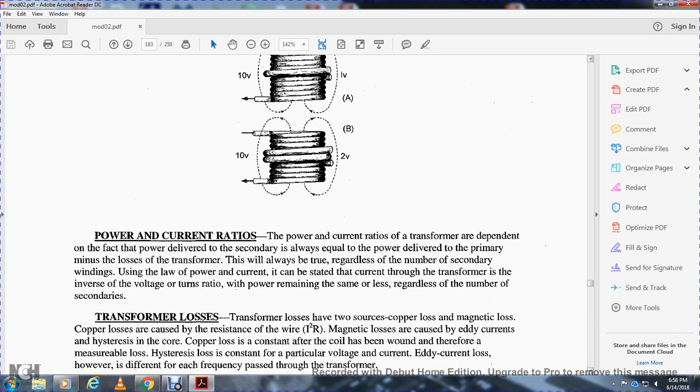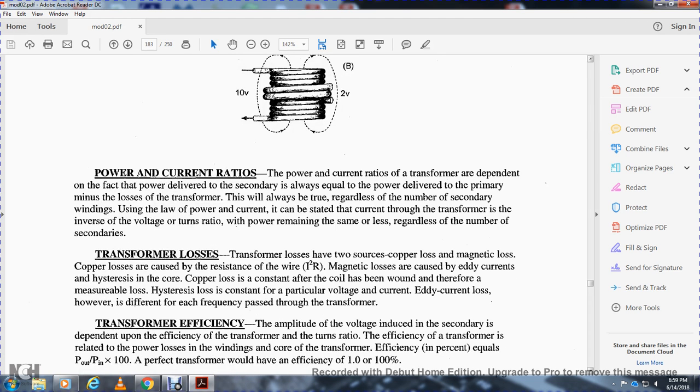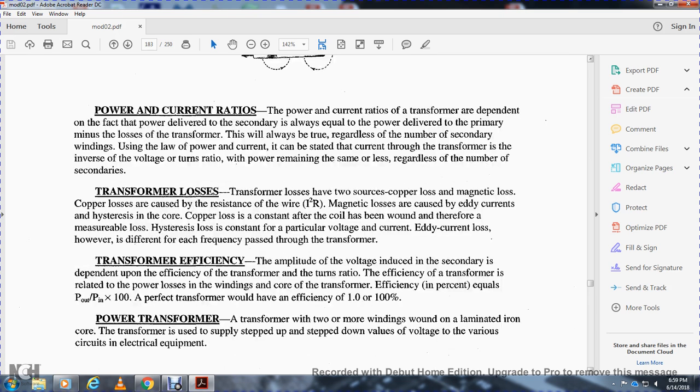This will always be true regardless of the number of secondary windings. Using the law of power, it can be stated that the current of the transformer varies inversely with the voltage, the power remaining the same or less, regardless of the number of secondaries. Transformer losses. Transformer losses are of two sorts: copper loss and magnetic loss. Copper loss comes from the resistance of the wire, I squared R. Magnetic loss comes from eddy current, hysteresis, and the core. Copper loss is constant after the coil has been wound. Hysteresis loss is constant for a particular voltage or current. Eddy current loss, however, differs with the frequency applied to the transformer.